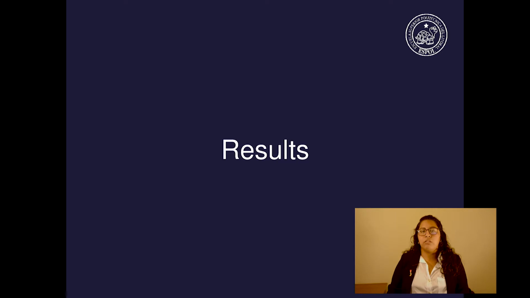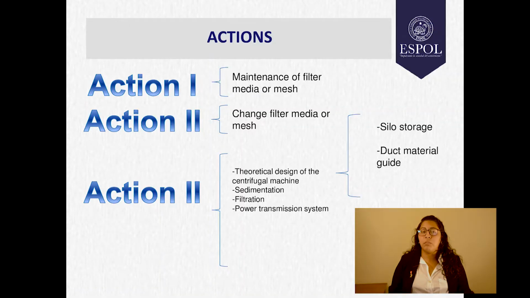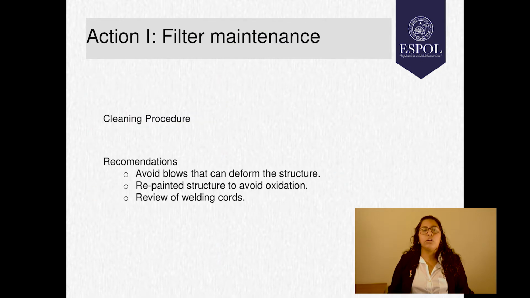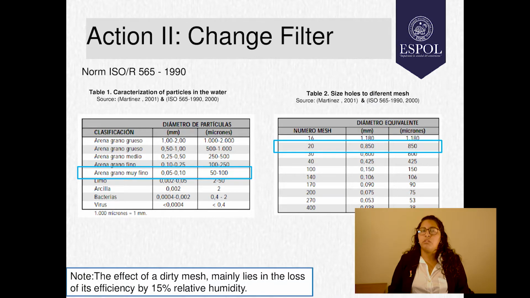According to the analysis, the results are shown in three forms. The company must apply a cleaning procedure to the filter medium based on the ISO 565 of 1990 norm. In the best case, it is recommendable to change the filter, where the porosity diameter is 0.85 millimeters.